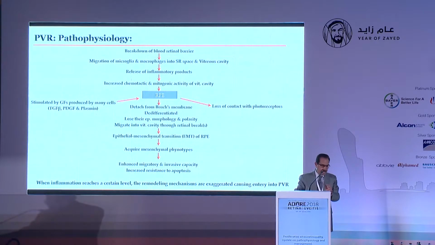And as a result, they detach from Bruch's membrane, dedifferentiate, lose their epithelial morphology and polarity, and migrate into the vitreous cavity through the retinal break or breaks. And this leads to the so-called epithelial mesenchymal transition of the retinal pigment epithelium. They acquire a mesenchymal phenotype and enhanced migratory and invasive properties and increased resistance to apoptosis. So when the inflammation reaches a certain level, the PVR is produced.